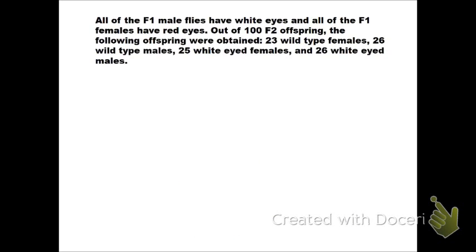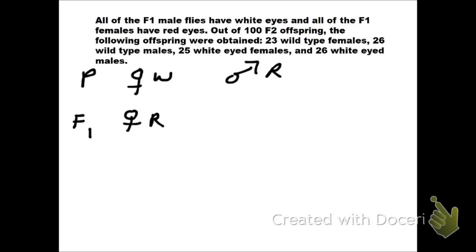So first of all, let's figure out what's going on here. In the P generation, all the females had white eyes. So I'm just going to use a W there for white. And the males all were wild type, red eyes. In the F1, all the females ended up with red eyes, and all the males ended up with white. And then in the F2, we got a little bit of each. So we need to figure out how that worked.